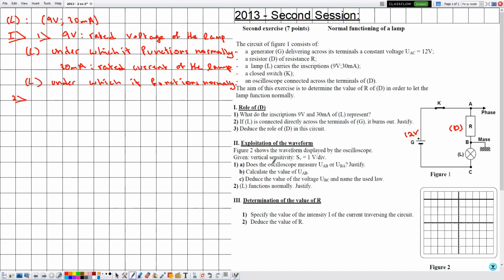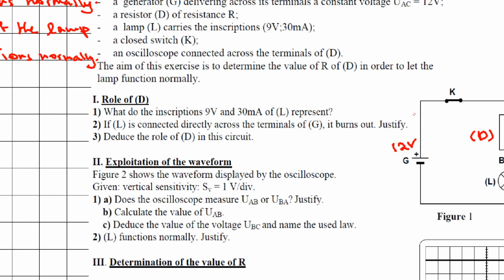Now in number 2 they are telling me if L is connected directly across the terminals of G, it burns out, to justify. So notice that the terminals of the generator G have an applied voltage which is equal to 12 volts, whereas the lamp L has a rated voltage which is equal to 9 volt. Because the applied voltage is greater than the rated voltage, then we have a probability of the lamp L to function strongly or burn out. Here they are telling me it burns out.